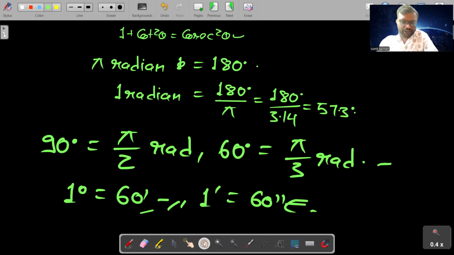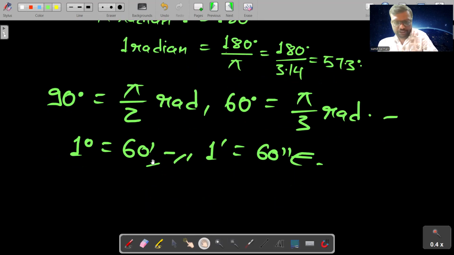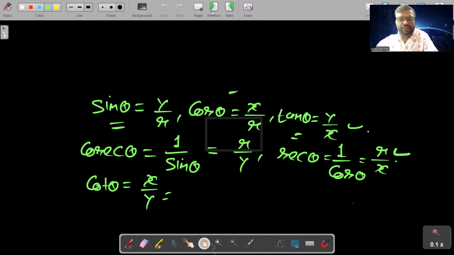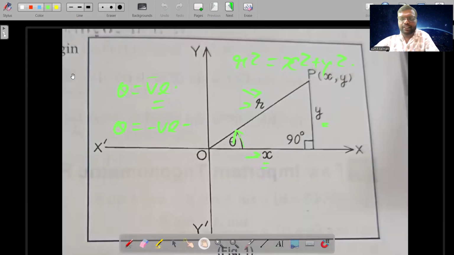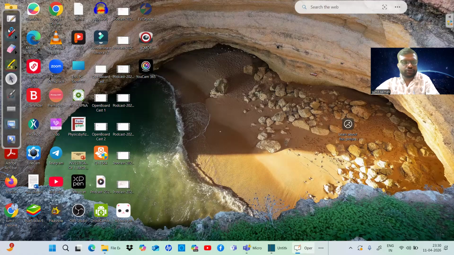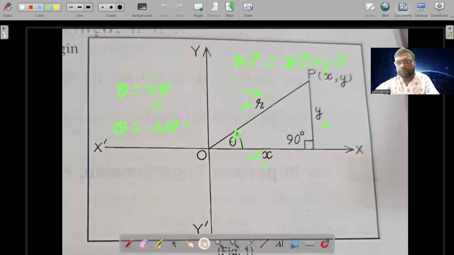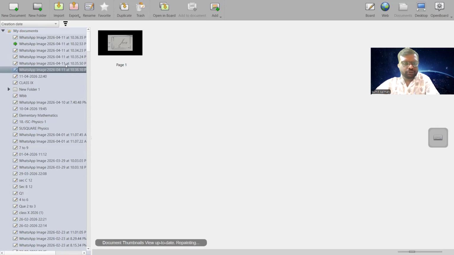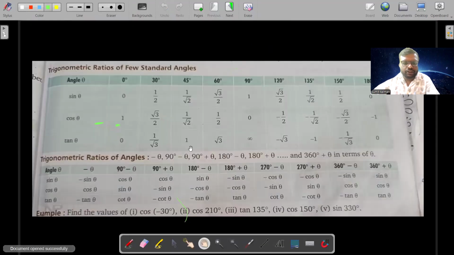But students, in class 11, I will use this to calculate the exact value of parsec. So when I teach parsec, then I will use this. Now, students, next we will see trigonometric ratios of few standard angles. So let me upload the table. This is the table.